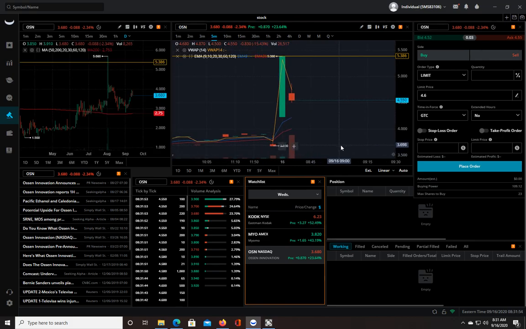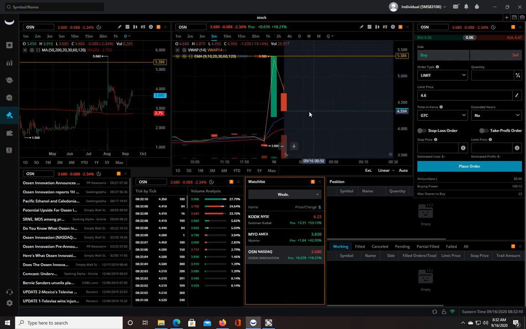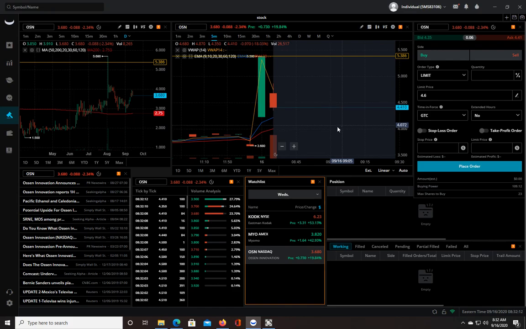And then OSN, this is another weird one. It wasn't on the extended hours list, and all of a sudden it popped up. The price was around $4 and then shot up to over $5 in one candlestick. So it's another kind of weird one, like that 600% mover, that is probably not even worth paying attention to. I don't even know what this is.